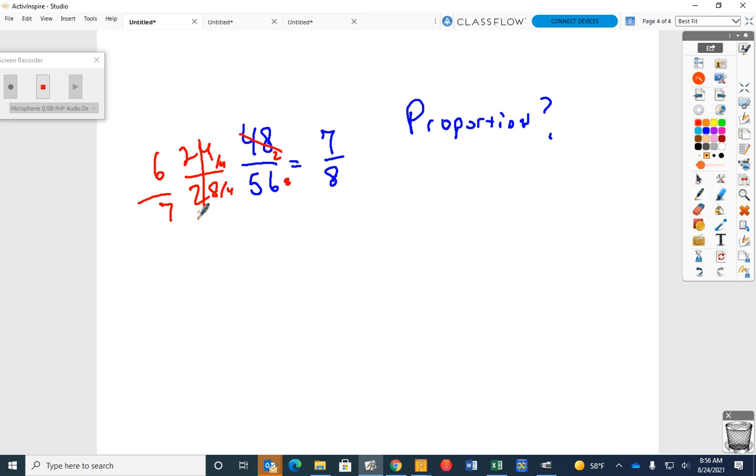So I have 6 7ths and 7/8. They're close. But do those numbers equal each other? There's no way that those can ever be the same value. So do those two form a proportion? No, they do not. So my answer here would be no, right?